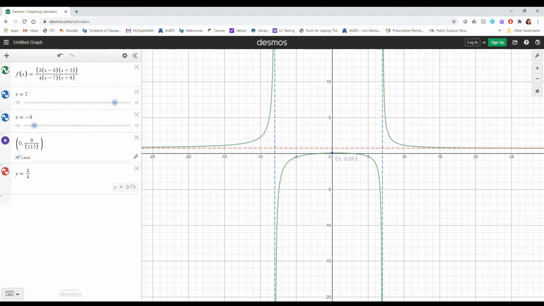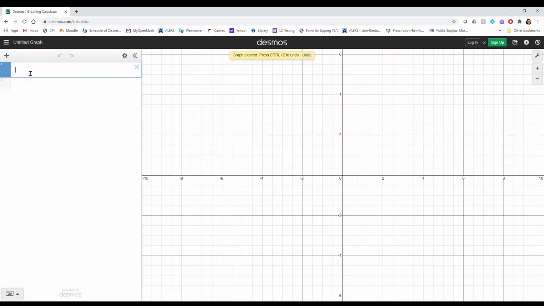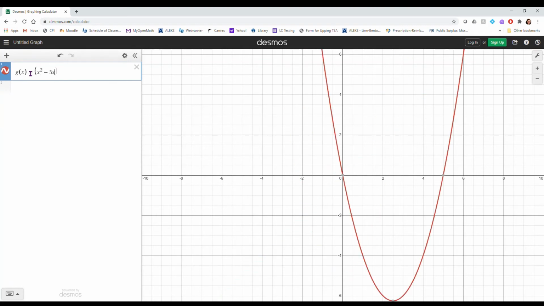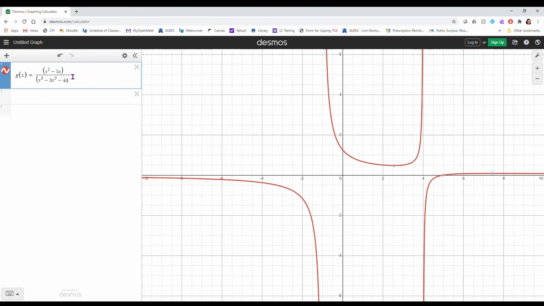All right, the next function that we're going to talk about, I'm going to actually graph first. And I'm going to let you guys go find all this stuff algebraically. So let's go ahead and I'm going to give it to you right now. So let's get a new graph. New blank graph. And the one I want you guys, I'm going to graph it first, and then I want you to go ahead and find all those things. This is g of x equals x squared minus 5x. Oops, I didn't mean to hit enter. I'm going to hit divided by x cubed minus 3x squared minus 4x.